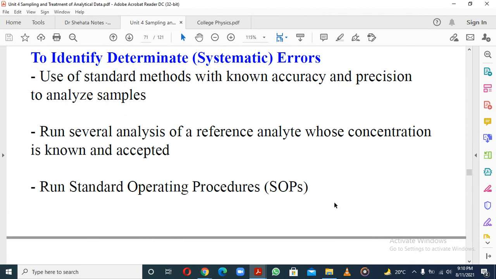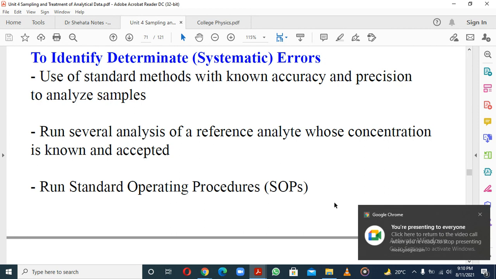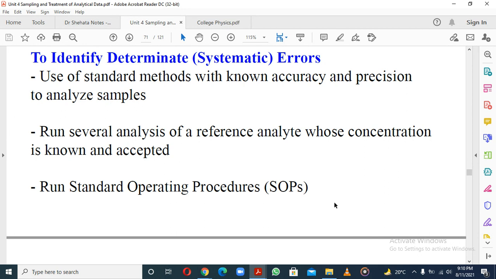Then the other thing is that you run several analyses of a reference analyte whose concentration is known and accepted. So to test your procedure, like I said last time, you go to a sample where you know that it contains 5 grams of copper. Then you calculate using your procedure to see how many grams you find. If it's very far away from 5 grams, then your procedure has got a problem. If it's close to 5, then you know that you're in good shape. So that's what this part is talking about.